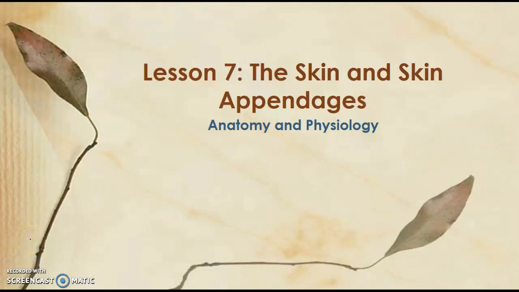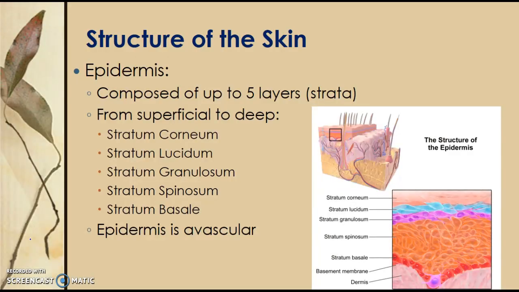And welcome to Lesson 7. Today we're going to start with the different layers of skin and then move on into skin color and skin appendages. So just reviewing from the end of the last lesson, we talked about how the skin has three major layers: your epidermis, dermis, and hypodermis. So we're going to go ahead and start with the epidermis first.